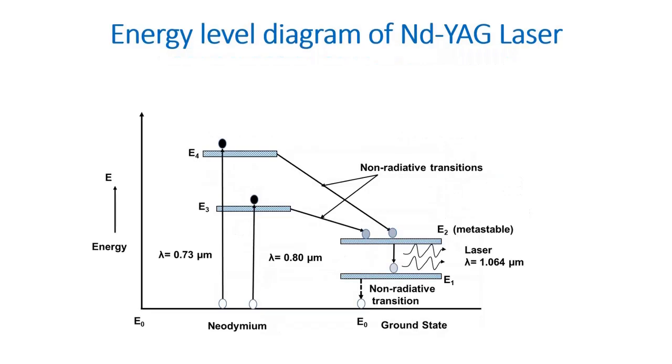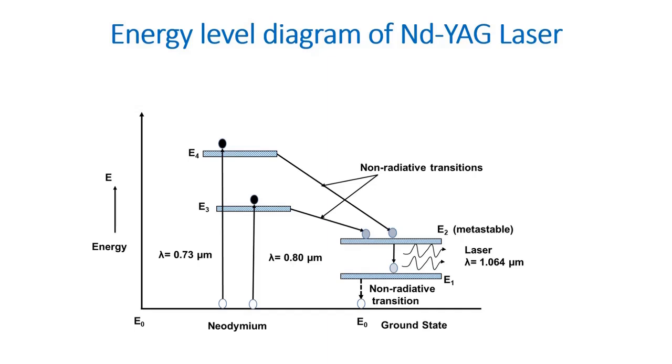Working principle. In Nd-YAG laser, the active medium is crystalline substance of yttrium aluminum garnet doped with neodymium Nd3+ ions, cut in the form of a crystal rod. Due to doping, some yttrium ions are replaced by neodymium ions. These Nd3+ ions are active centers for laser action.